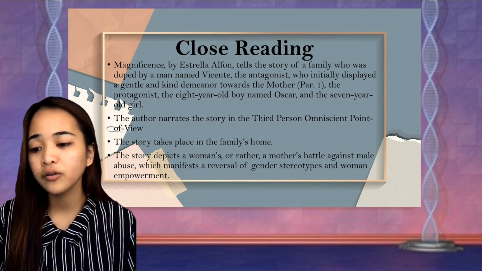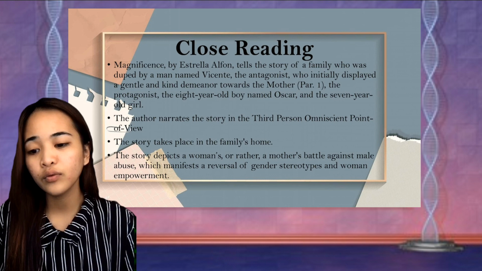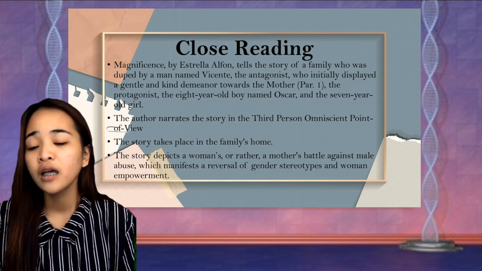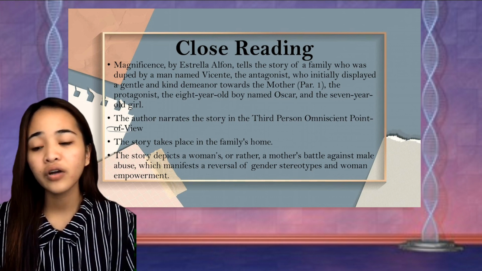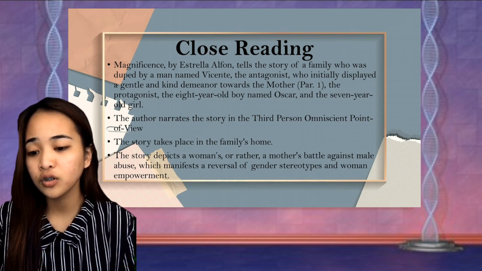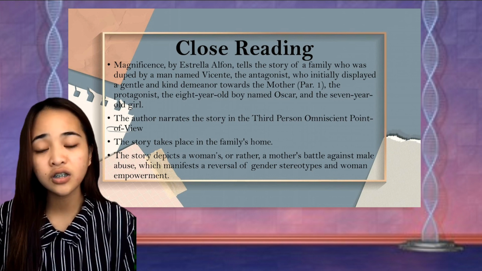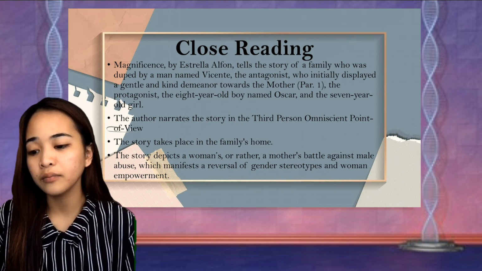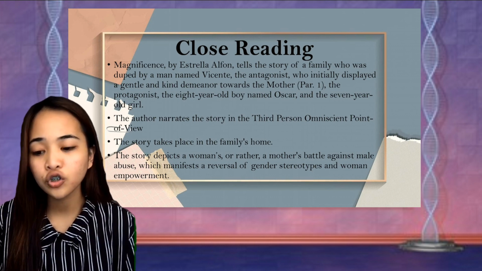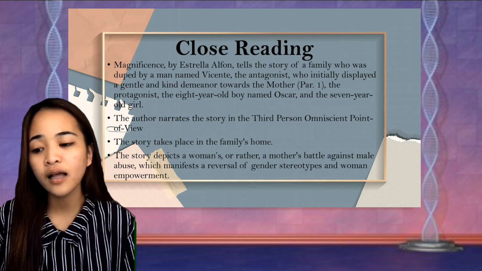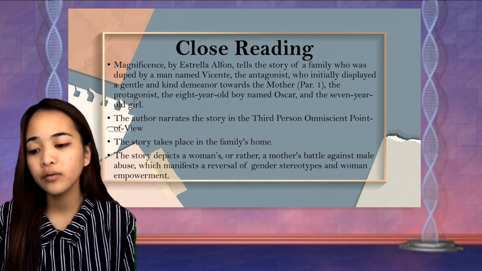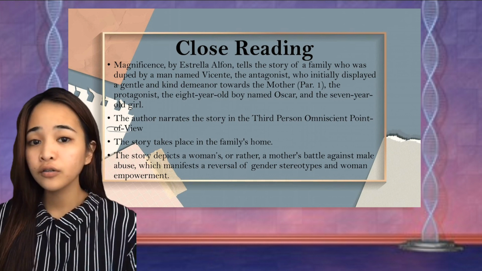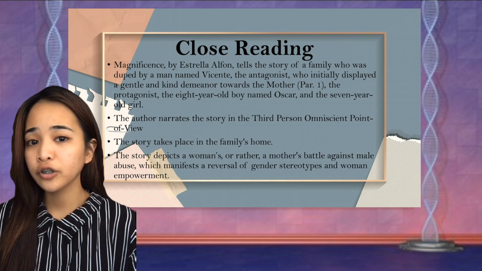Also, pedophilia is evoked in Magnificence, in which Vicente exhibits sexual attraction to the 7-year-old girl. The story depicts a mother's battle against male abuse, which manifests as gender stereotypes and women empowerment. It also shows a mother's magnificent love for her children and how a woman would find her magnificent courage to fight for her children. So that's all for the close reading of the short story Magnificence.